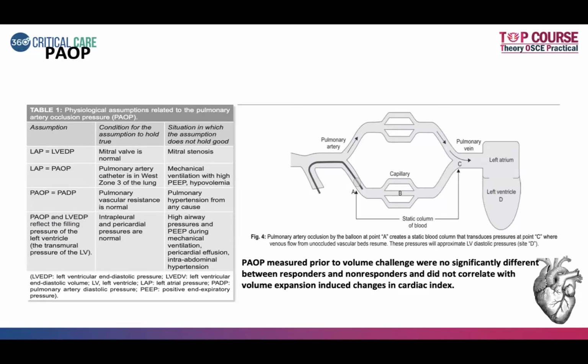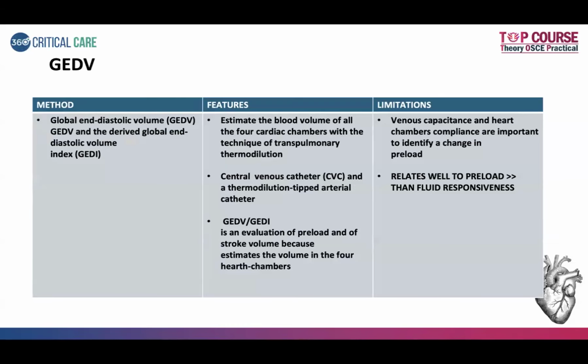But what if the mitral valve is not normal? What if there is a mitral stenosis? And what if the intrapleural and intrapericardial pressures are not normal? What if the pulmonary catheter is not properly placed? So there are many assumptions here when we are using pulmonary artery occlusion pressure as a reflector of fluid responsiveness. Even as per the literature, the pulmonary artery occlusion pressure had not shown a significant difference between the fluid responders and non-responders to fluid administration. Coming on to volume based indices.